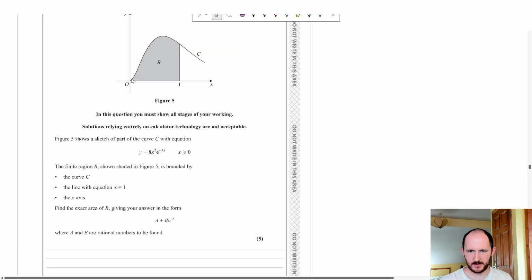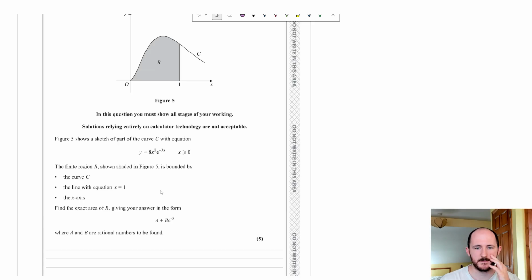Okay, so question 11, we're working out the area under a curve. The curve is given by 8x squared e to the minus 3x. And honestly, the question isn't complex in the sense that you have to do a lot of thinking about it. There's no problem solving here. This is just integrating by parts. But you're going to see in a second, it's integrating by parts twice. How very exciting. And the reason for that is because we have an x squared at the front.